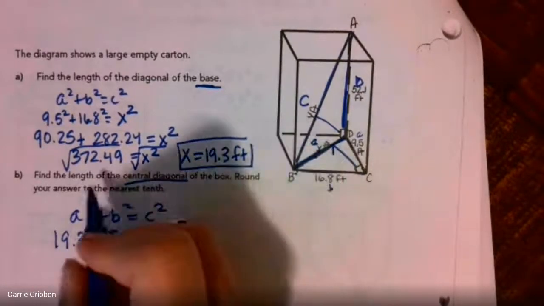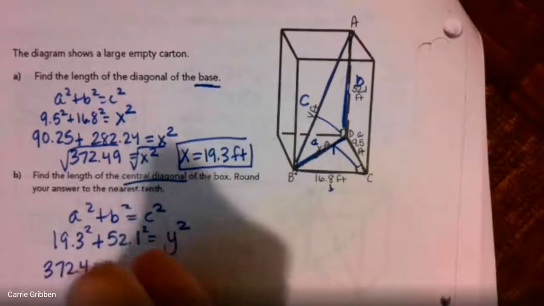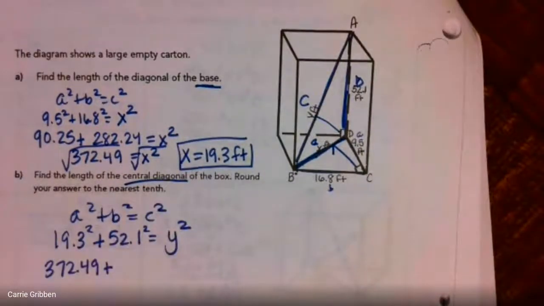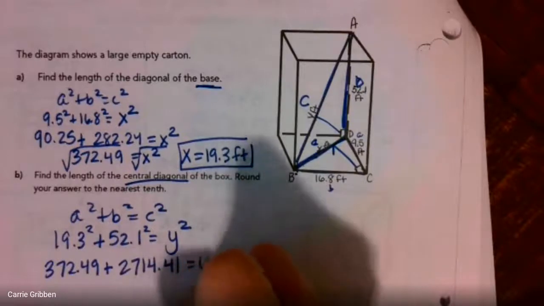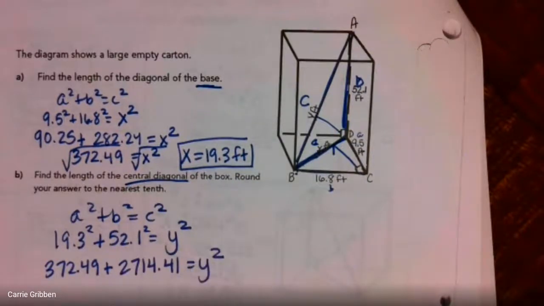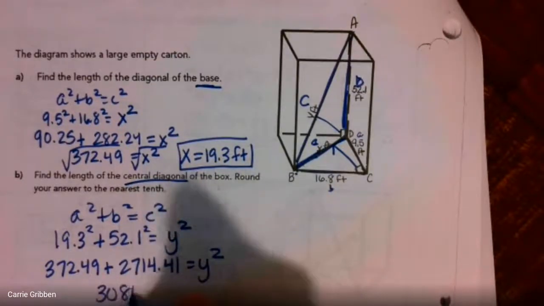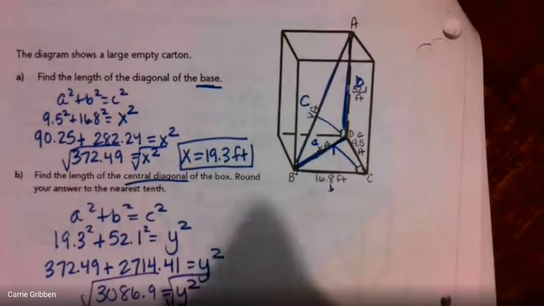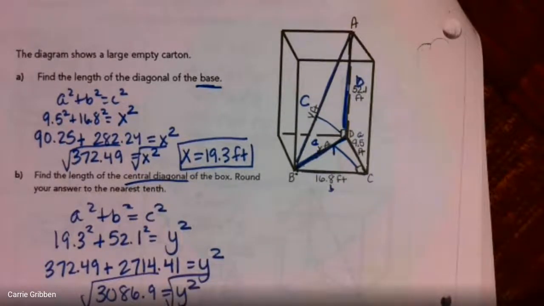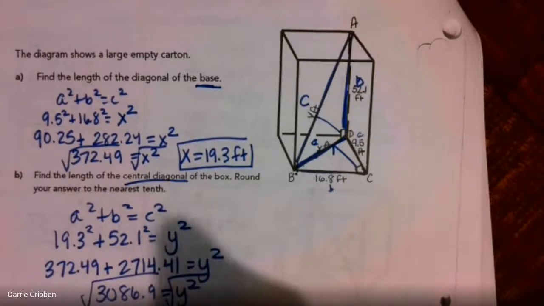Now, I already know what 19.3 squared is. It's 372.49 because I just did it above. But I need my calculator to do 52.1 squared. So when I do that, ooh, big number, 2714.41 equals y squared. Add to it the 372.49, and you get 3086.9, and that's what I need to take the square root of. So when I do that, 3086.9, I get 55, we'll round it off to 55.6 feet.